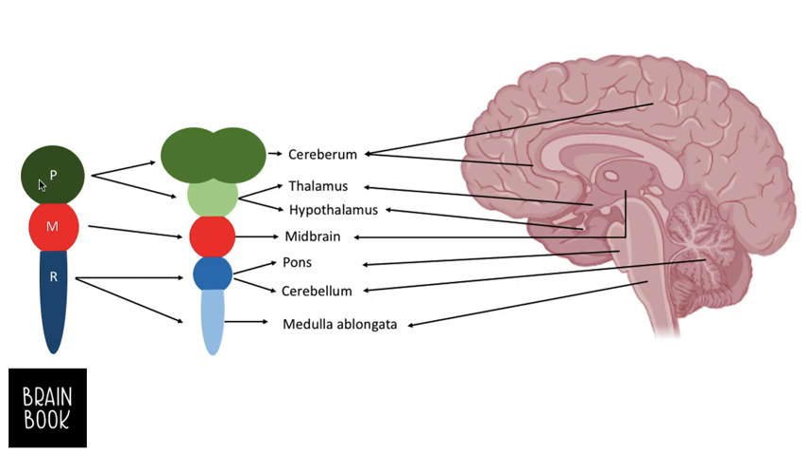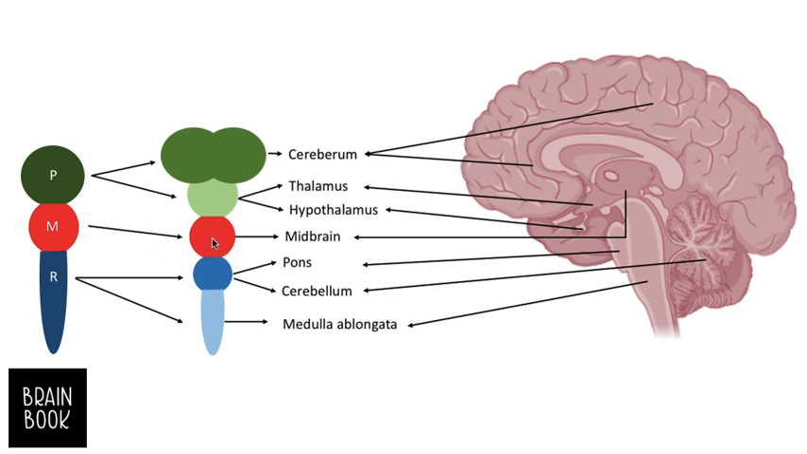Here I demonstrate which part of our brain each part of the neural tube forms. As you can see here, the prosencephalon becomes the telencephalon and diencephalon. Telencephalon becomes our cerebrum. Here you can see this part is all contained in our cerebrum, human cerebrum, and the diencephalon forms the thalamus and hypothalamus here.